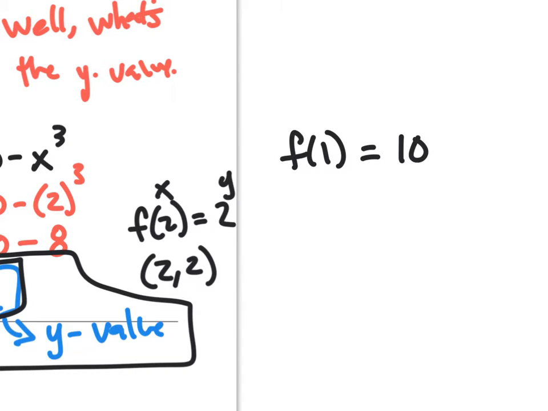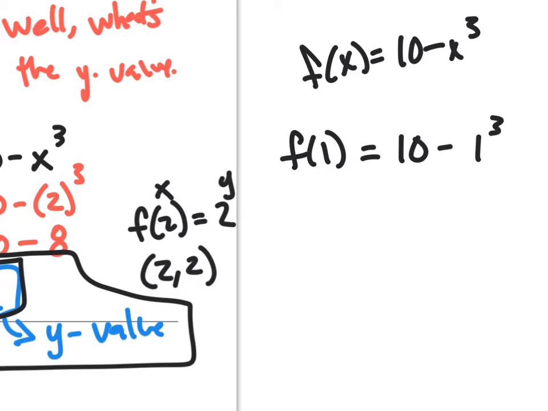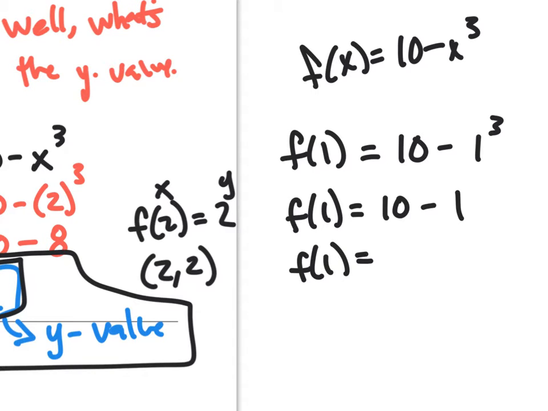That means I'm going to plug in 1 into my function. Look, my function was f of x is 10 minus x cubed. If I wanted to plug in 1 into that function, I'm trying to see what y value I get. So I say, okay, f of 1 is equal to 10 minus 1 cubed. 1 times 1 times 1 is just 1. So f of 1 is equal to what?